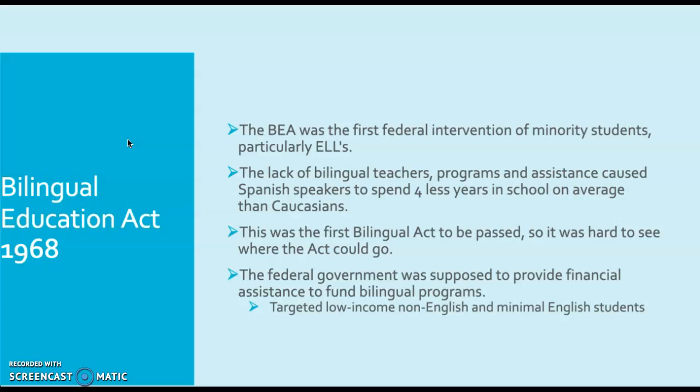So it was kind of hard to see where this act would go and how far the federal government would take it. With the Bilingual Education Act, the U.S. federal government was supposed to provide financial assistance to fund bilingual programs and resources. And this act mostly targeted low-income and non-English and minimal English students.